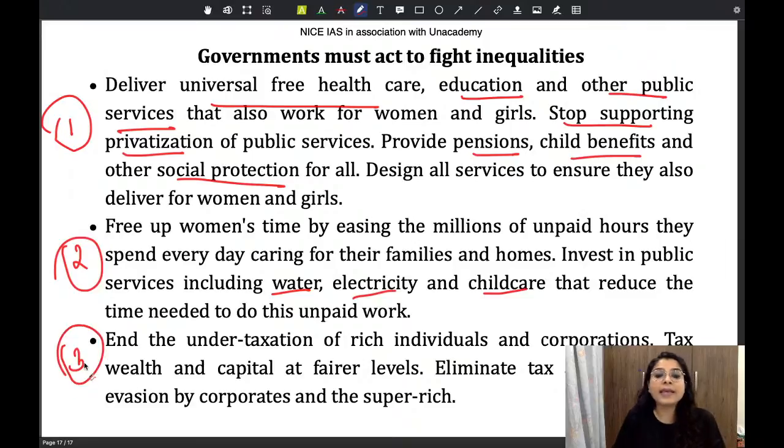And third, end the under-taxation of rich individuals and corporations. I just told you that one of the reasons for inequalities in India is that we do not tax wealth, and there is tax avoidance also. So those of you who can come in the tax bracket, they are also not ready to pay their taxes. They also try to adopt unfair means to avoid tax, to not pay tax. So what you can do is eliminate tax avoidance and evasion of corporates and the super rich. You have often seen in the news that tax avoidance is one of the major problems. Our tax to GDP ratio is way less. So all these are examples, all these are solutions to fight the problem of inequality.